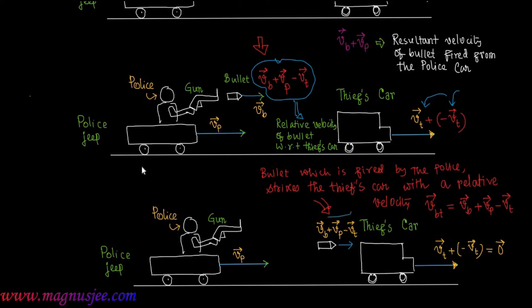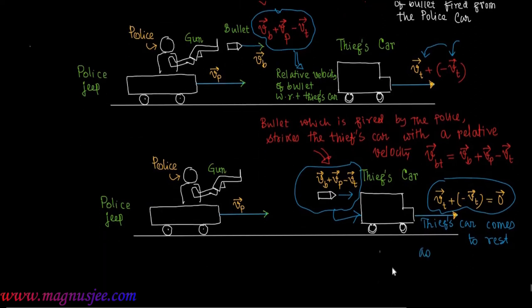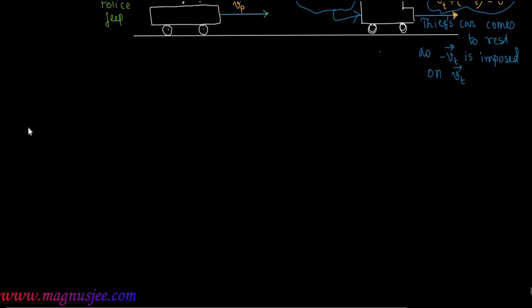Now, the relative velocity of the bullet is vector VB plus vector VP minus vector VT, which is the relative velocity of the bullet with respect to the thief's car, and the relative velocity of the thief's car with respect to the thief's car is vector VT plus, under bracket, minus vector VT, which is a null vector. Minus vector VT is imposed on vector VT to bring the thief's car to rest to observe the relative motion of the bullet with respect to the thief's car.